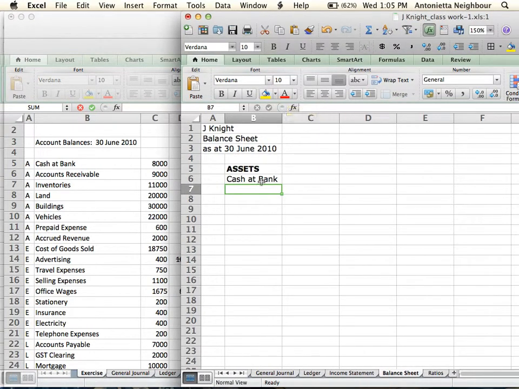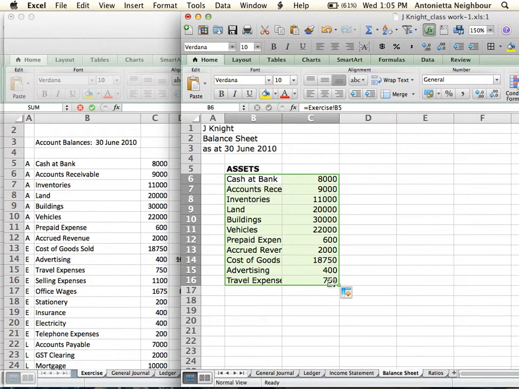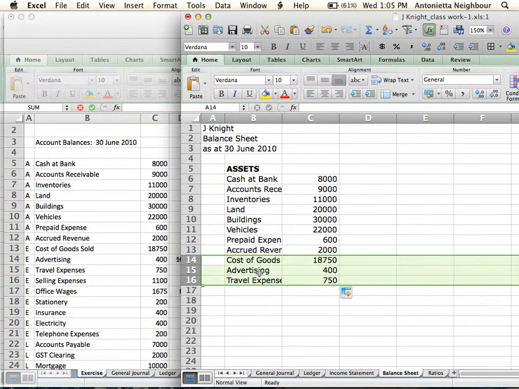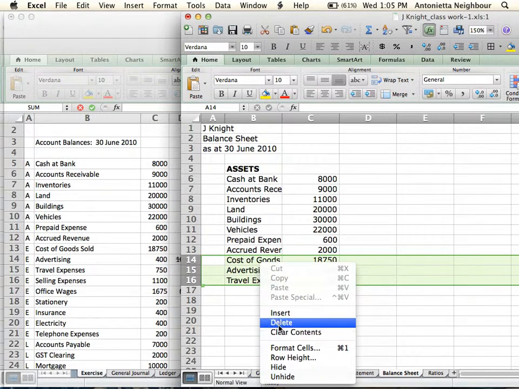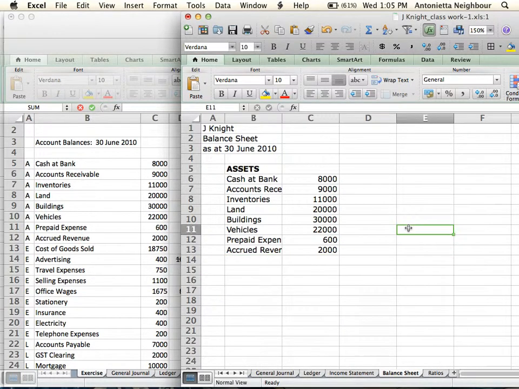Not sure why it keeps doing that, so sorry about that. So bring the amount in, and we've got a few assets, so go down further than you think you need to, and my last asset is accrued revenues. So just get rid of everything else. So here's the business's assets.